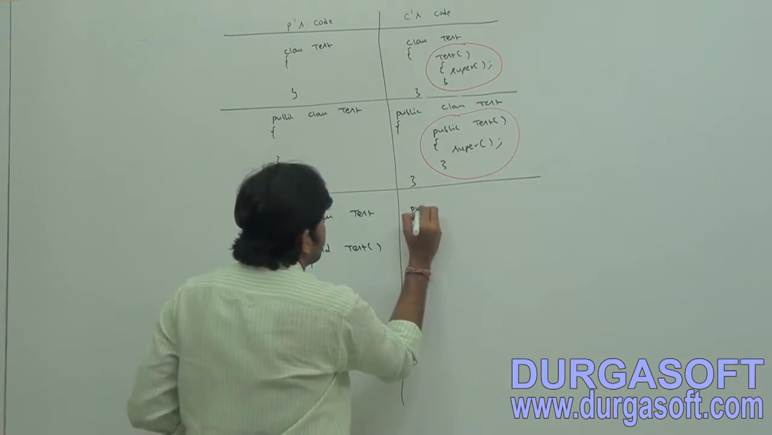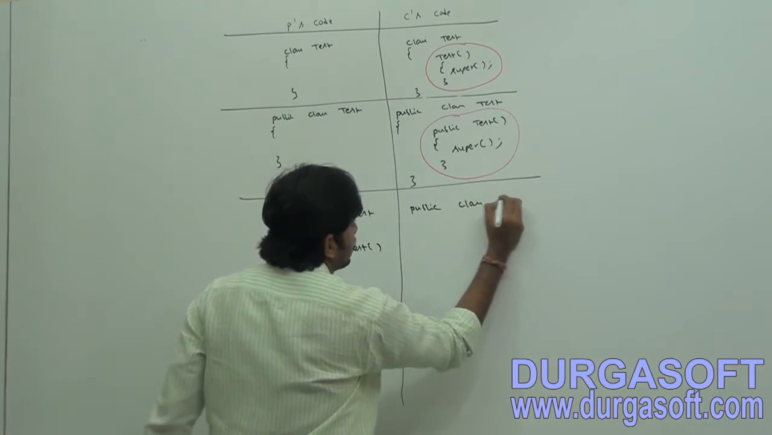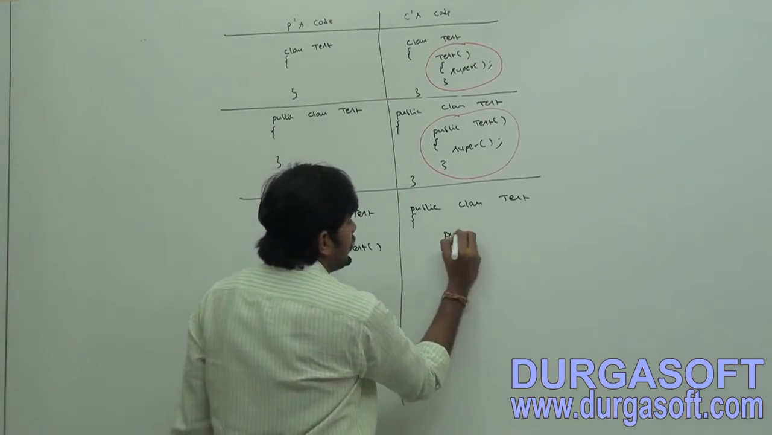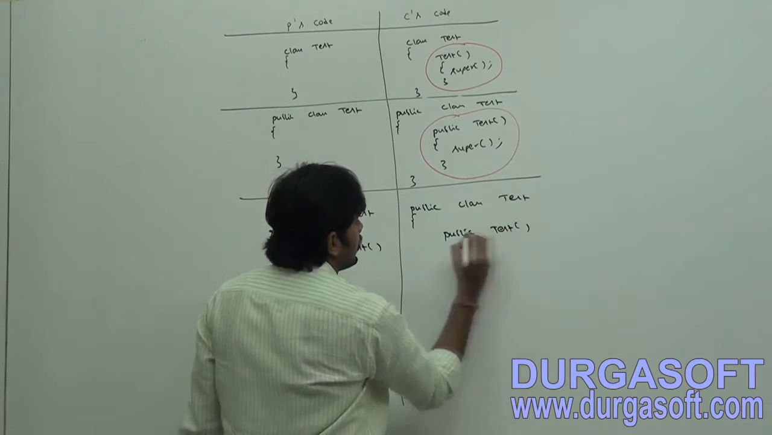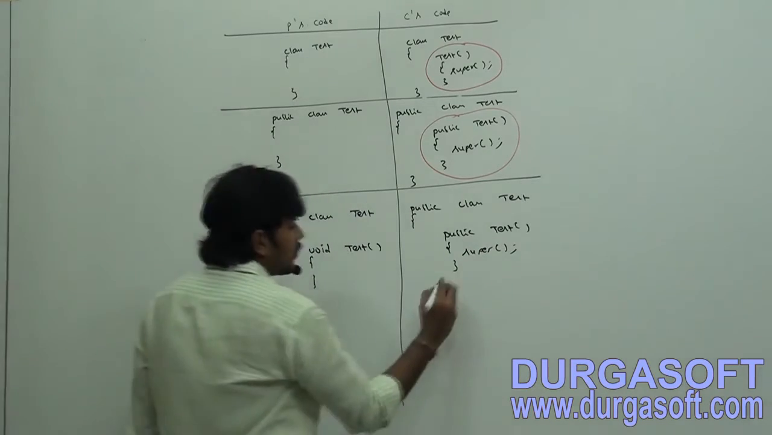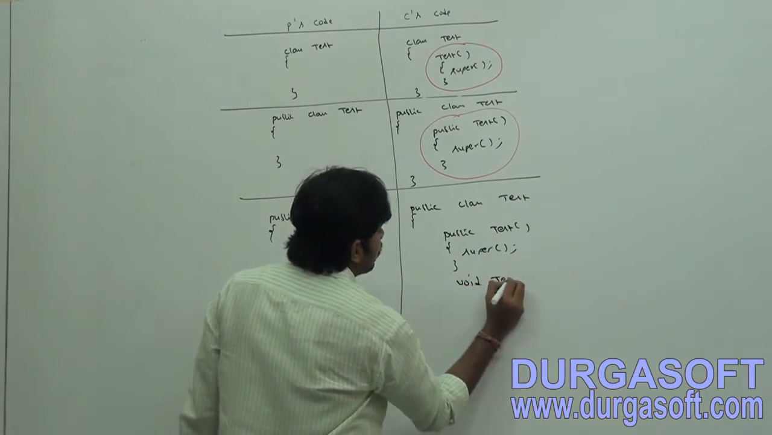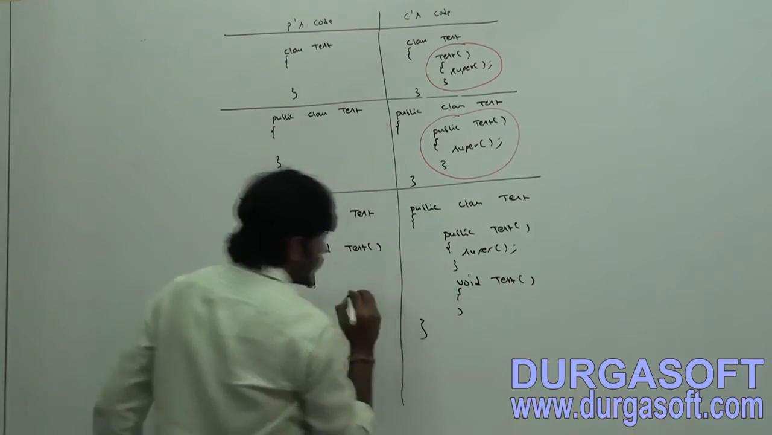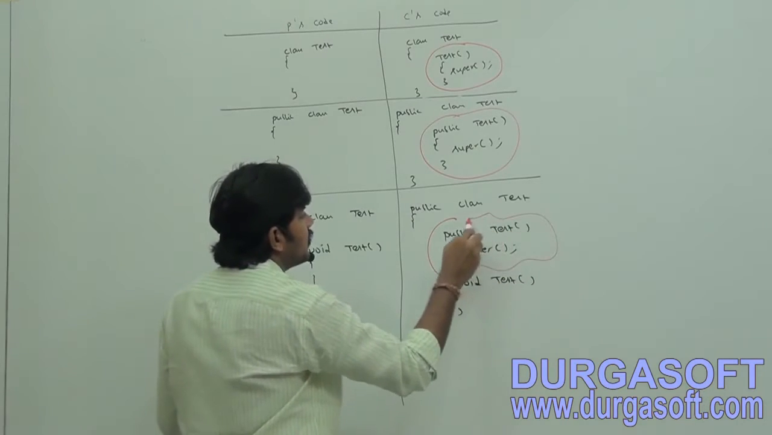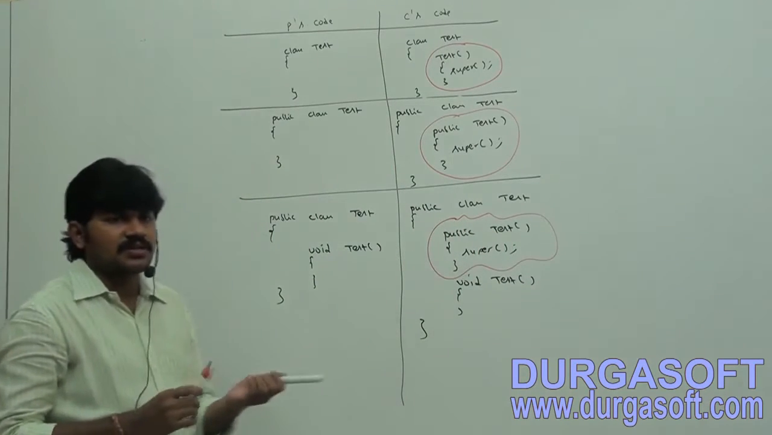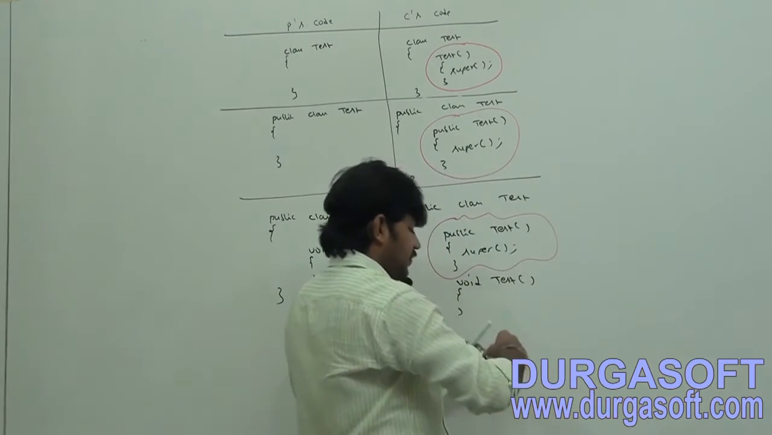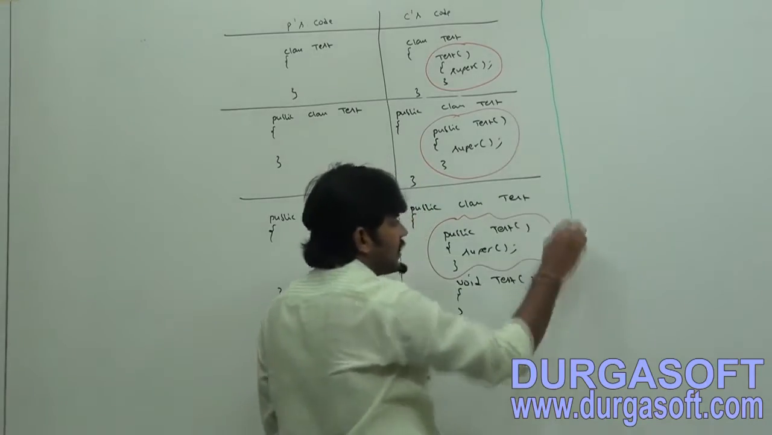Now public class test. Can you tell what the default constructor is? Public test. It contains one line. What is that line? Super, brackets open and close. And then what? Void test. Void test like this. Okay. Now here see, this one is nothing but what? Default constructor, right? Of course, compiler generated constructor. Anyway, this is the first level. Now let me change it to the next level.